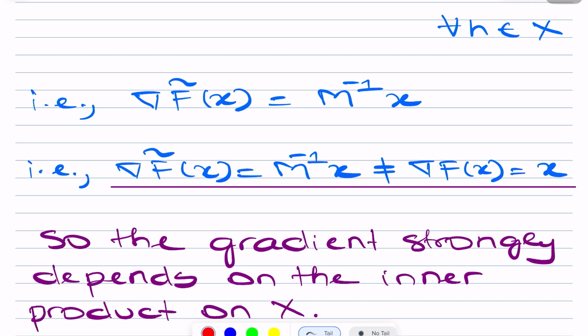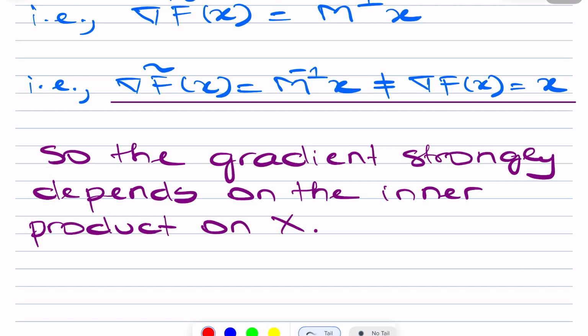The gradient actually has a strong topology on X, right? So it heavily depends on the topology associated to the space X. And because here we are dealing with Hilbert spaces, you can talk about scalar product. So that's why the conclusion here is that the gradient strongly depends on the inner product on X. So it depends on the topology, right, that you put on the space X, the strong topology on X. Okay, so I hope this is clear, right?